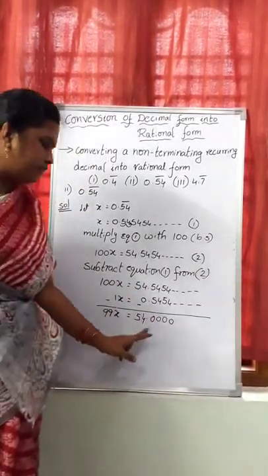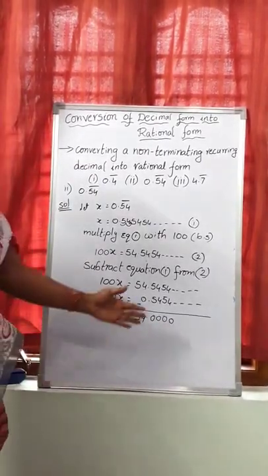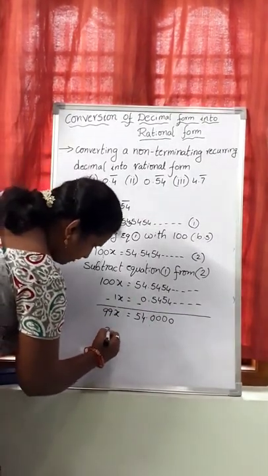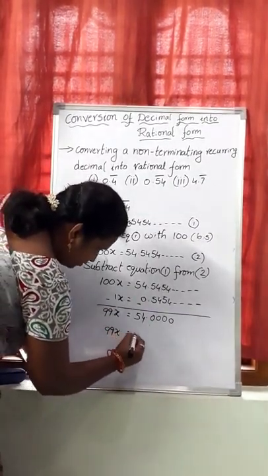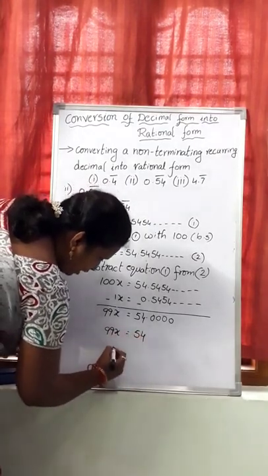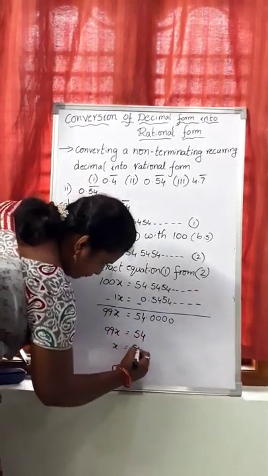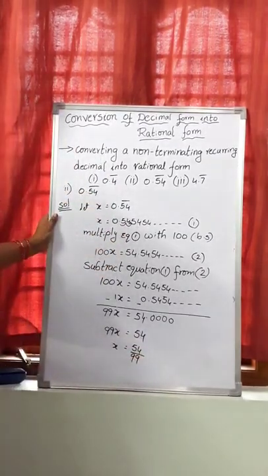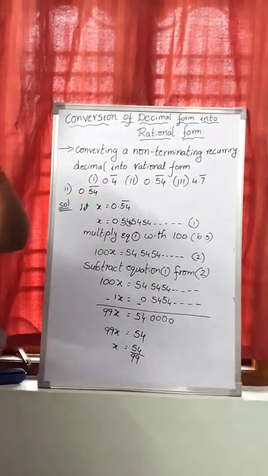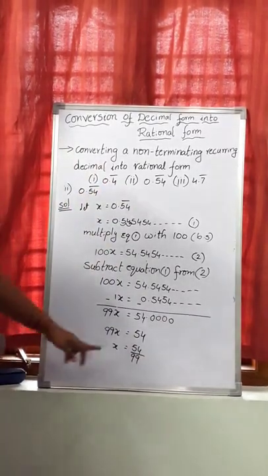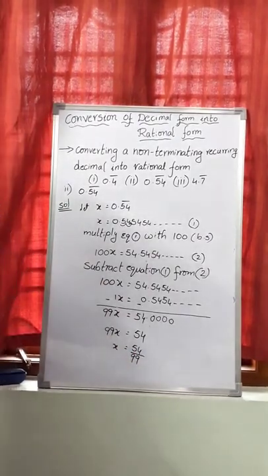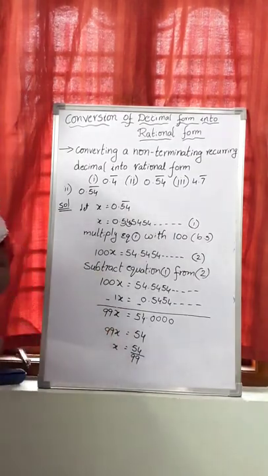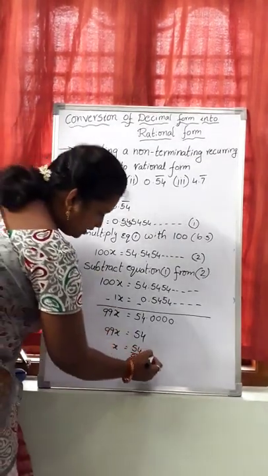And after the decimal, if we are having all zeros, then we can remove all the zeros. We can remove the decimal also. Now we are having 99x is equal to 54 and x is equal to 54 by 99. This is the p by q form of the given non-terminating recurring decimal. And if you are having any common factors, we can do the cancellations and we can express this in the simplest form.